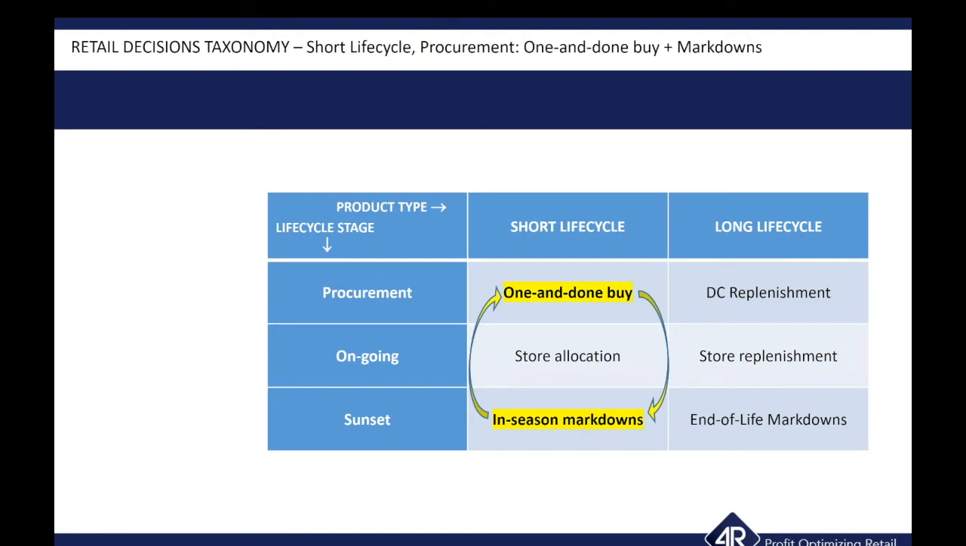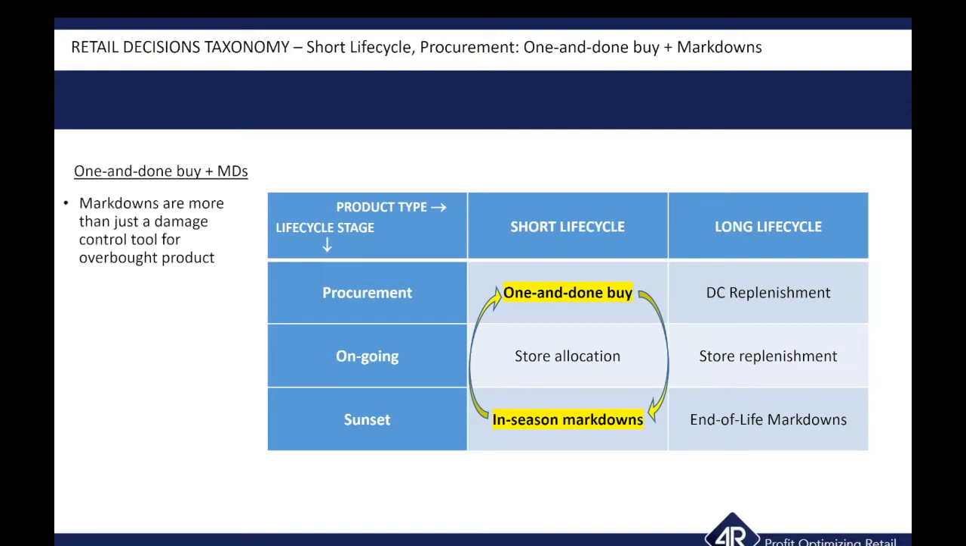So let's look now at the two for the seasonal items, short life cycle. The two are actually three elements combined, both the one and done buy and the in-season markdowns, because what we call the sunset, or managing the exit of the product for a short life cycle product, actually represents the in-season repricing or markdowns after the initial rollout of the product at the initial full retail.